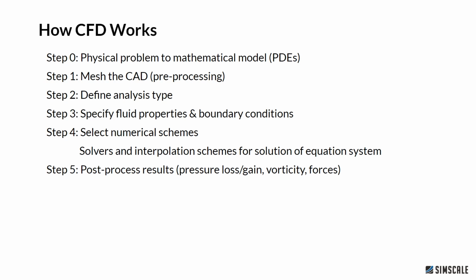Step 2 is where we define our analysis type. This counts as a processing step. In step 3, we specify our fluid properties as well as boundary conditions. In step 4, we select numerical schemes. That means we can adapt solvers and interpolation schemes, for example.